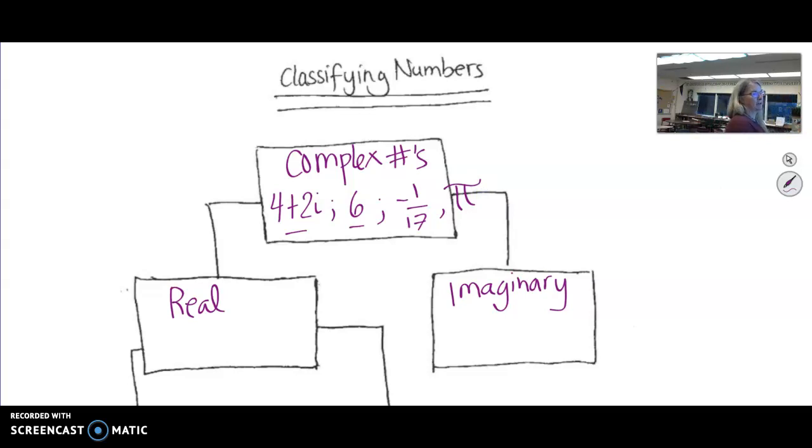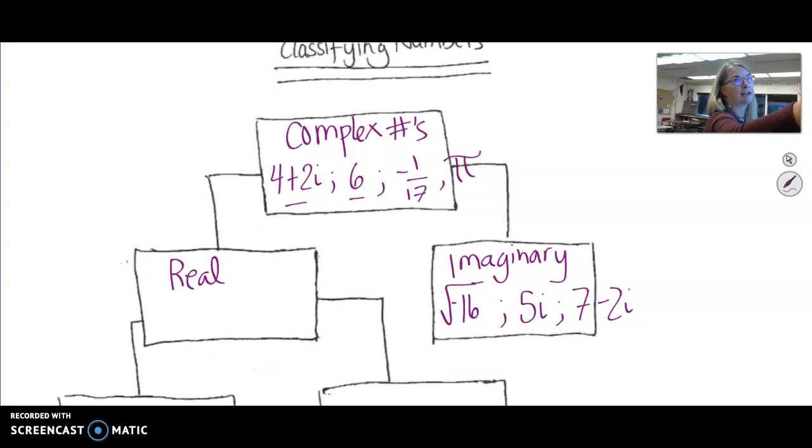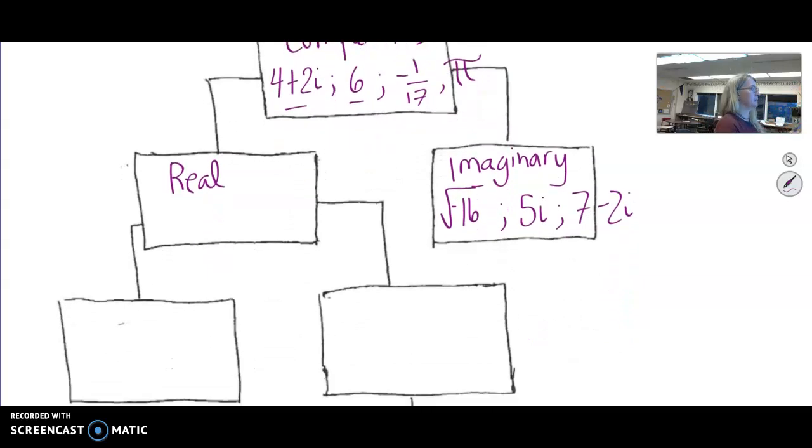Okay, so imaginary numbers are these guys that have these negatives underneath square roots. So square root of negative 16 is an imaginary number. 5i is an imaginary number. 7 minus 2i. Those are imaginary numbers when they have that i, that imaginary unit, as part of the number. All right, so real numbers include all your rational and irrational numbers.